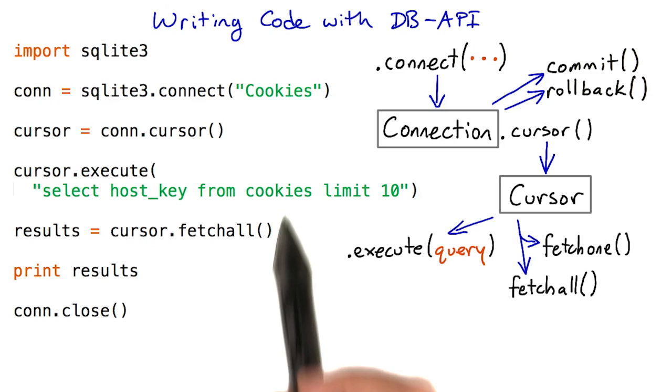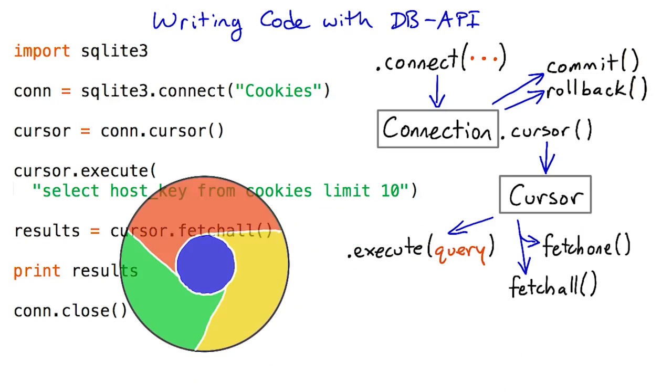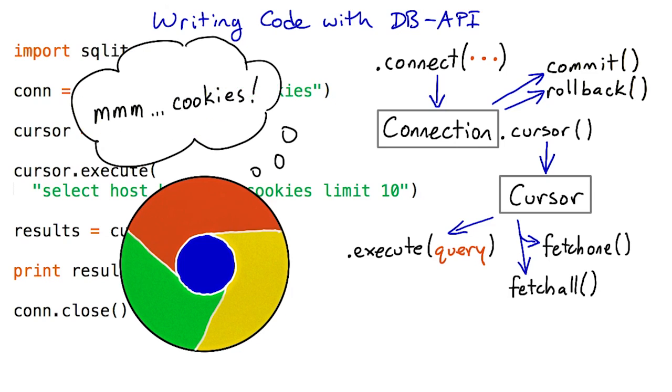By the way, I mentioned that cookies here isn't just to be silly. If you were to run this exact code against the cookies file from a Chrome web browser, it would tell you some of the web servers you have cookies from. Both Chrome and Firefox use an SQLite database to store cookies and web history.